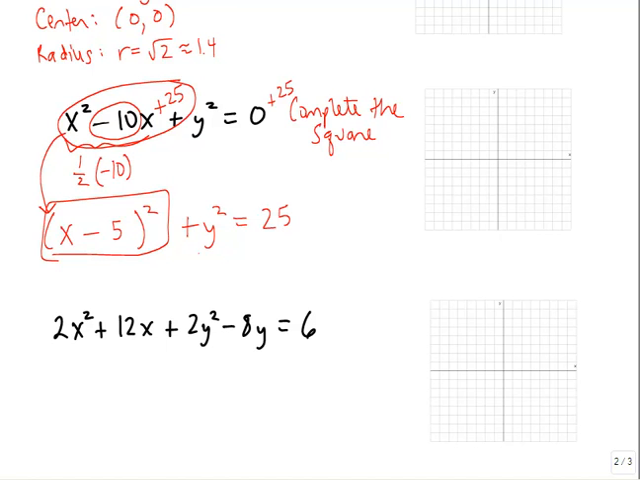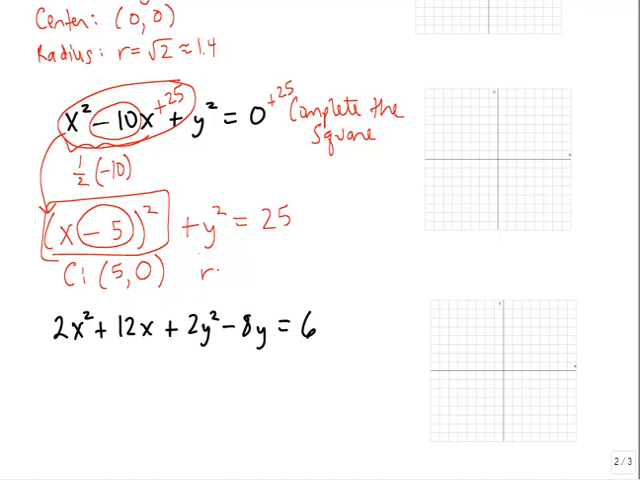Now that we have it in our factored form, we should be able to identify the center. The center is going to have to be now at +5. Remember, opposite sign from what you see right here. And here the y didn't have anything subtracted off of it. There was no y term. So the y value of the center is still 0. So now my center is at 5, 0.